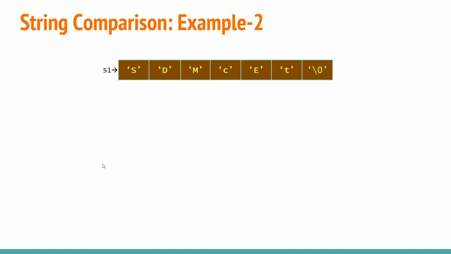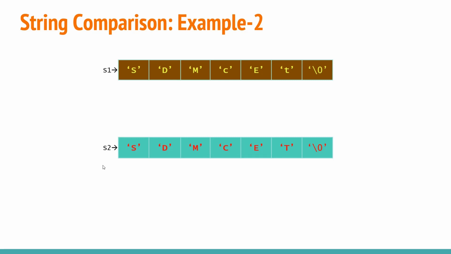Now we'll see the second example wherein I have taken S1 as SDMcT. Here, observe two changes have been done with respect to the previous animation. C and T are in small case letters in this string. The second string S2 is retained as same. So let us see how the comparison proceeds. Again, I have to compare jth element of S2 with ith element of S1. So compare the first element of S1 with first element of S2.